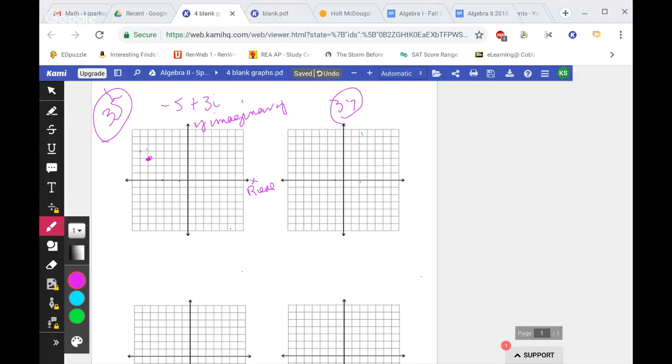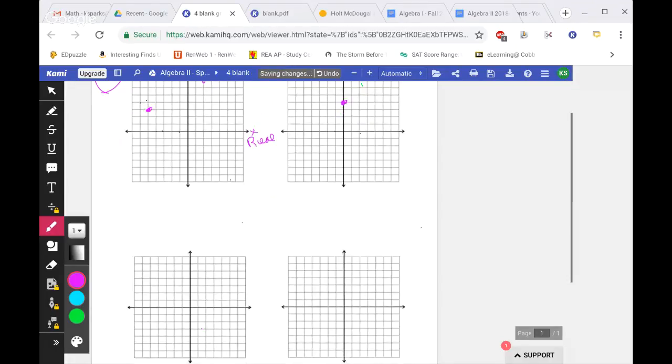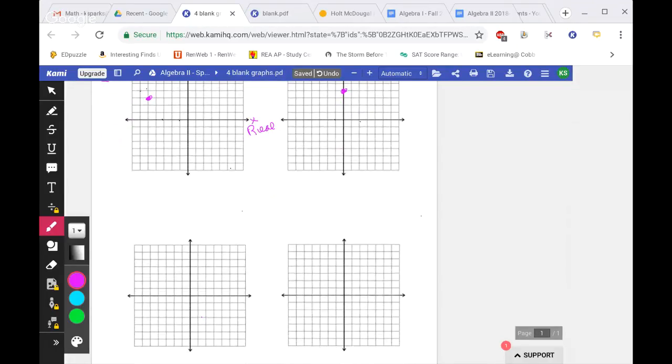So for number 37, 4i. Technically there's nothing on the real, so the real is 0, and all you're going to do is go up 4. And then 39 is.